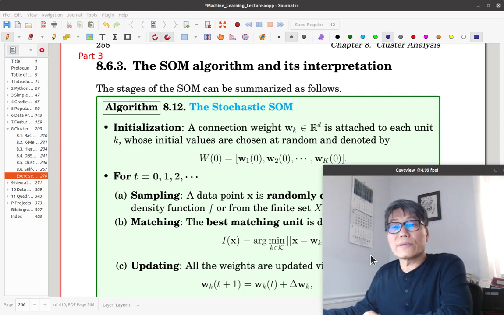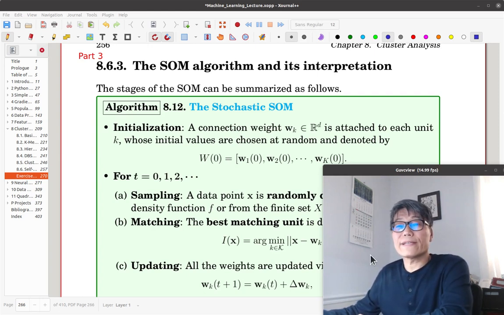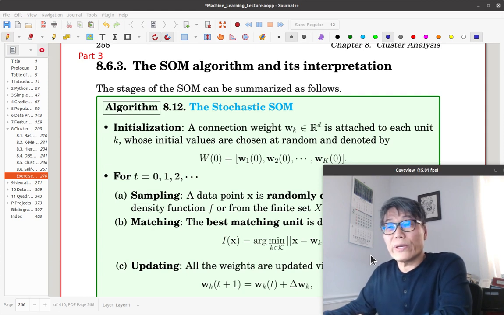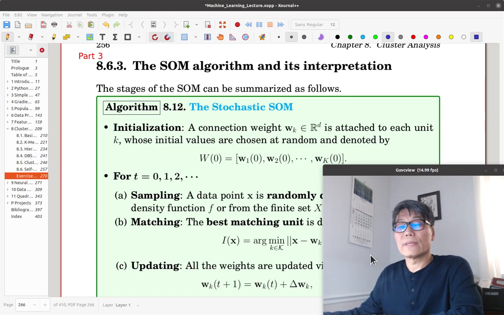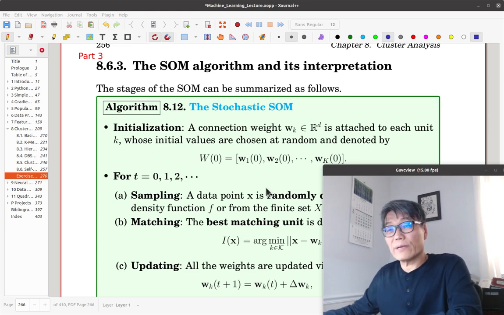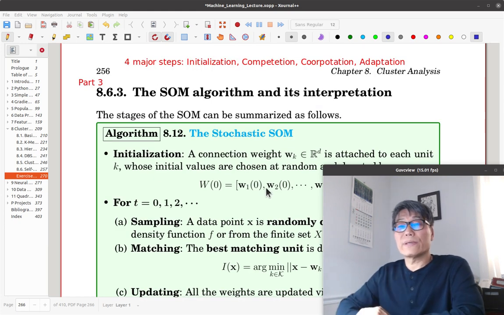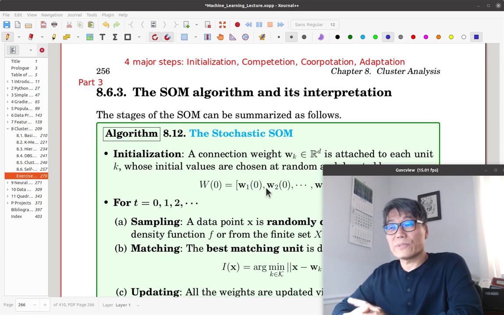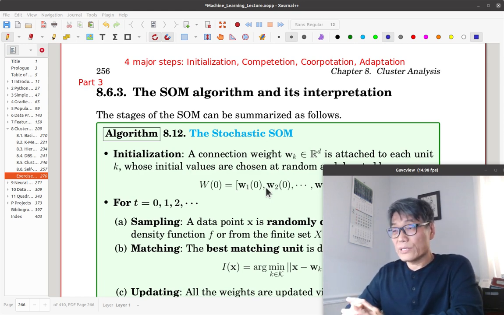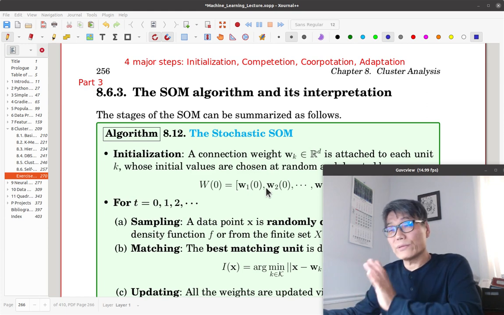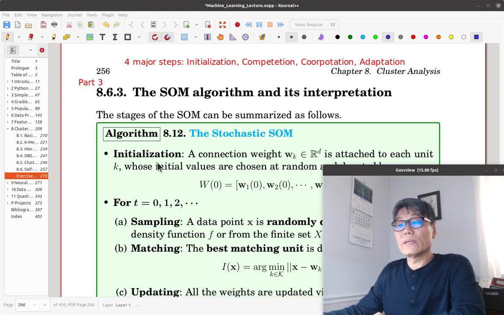This is the third part of section 8.6, the SOM algorithm and its interpretation. Earlier, in the second part, we considered four major steps in SOM: initialization, competition, cooperation, and adaptation. Those steps can be summarized as follows.